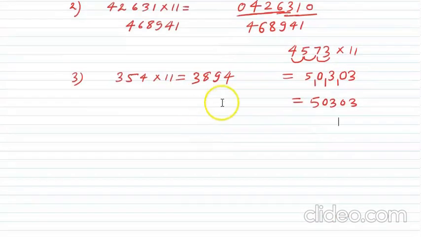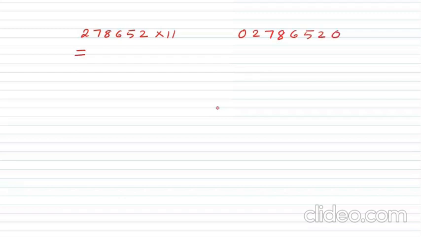Now to understand it better, let us take a few more examples. Suppose you take any random number, like 2, 7, 8, 6, 5, 2, and you have to multiply this number by 11. So what you have to do? For your convenience, I am explaining the details. So I will write 0, 2, 7, 8, 6, 5, 2, 0. If you practice this process of adding a 0 in the beginning and a 0 in the end, it can be done mentally also.